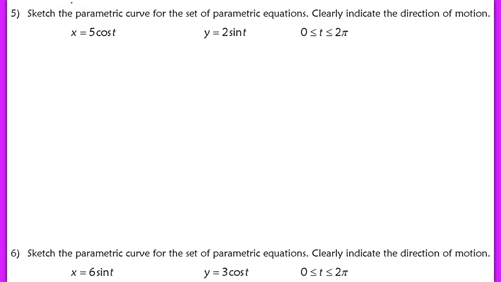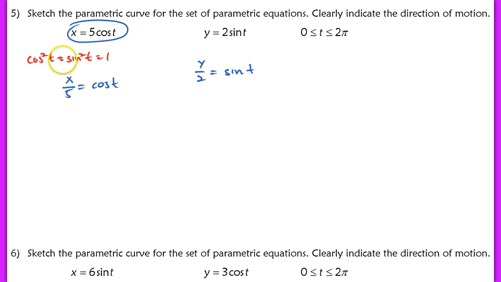Instead, I'm going to rely on a really useful trig identity. Remember, cosine squared t plus sine squared t is equal to 1. Now, if I go back to my original parametric equations here and I isolate the cosine of t, I have x over 5 is equal to the cosine of t, and I have y over 2 is equal to the sine of t. Now, by making the substitutions in here, cosine of t is equal to x over 5, right? So if I make that substitution here, I have x over 5 squared plus y over 2 squared equals 1.